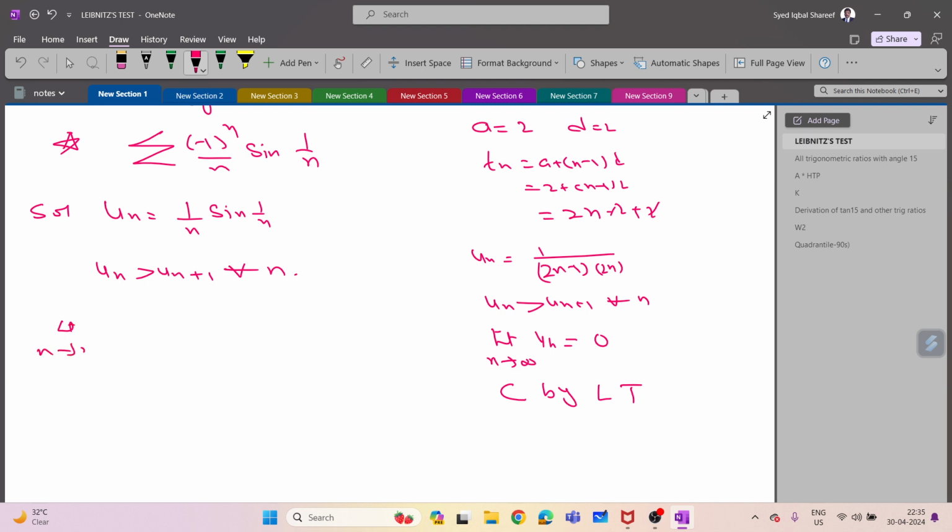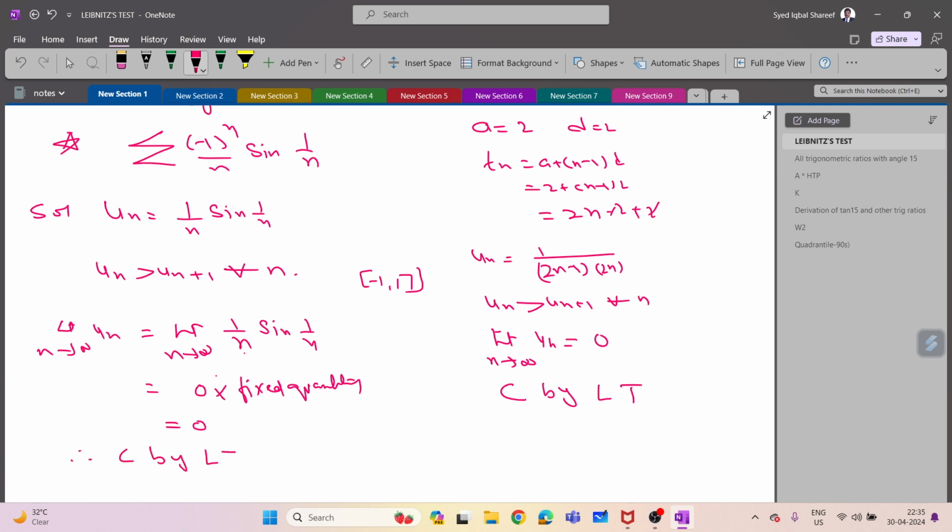So now limit n tends to infinity, un, limit n tends to infinity 1 by n sine 1 by n. Please see here. 1 by n, 1 by infinity is 0. And what is the range of sine? Range of sine is minus 1 to plus 1. So it is a fixed quantity. 0 into any fixed quantity is 0. I want to say it is not undefined. That's the meaning. So limit n tends to infinity, 0 into fixed quantity is 0. Therefore convergent by Leibniz test.